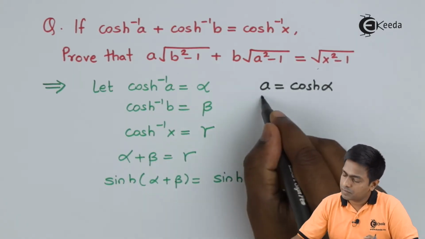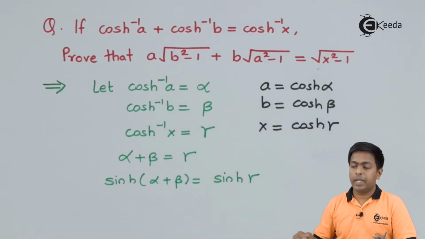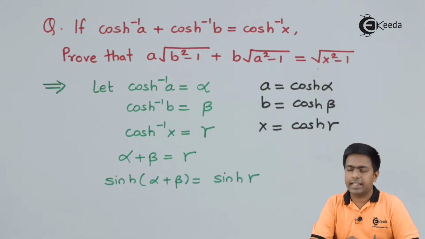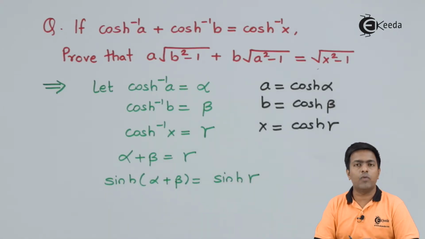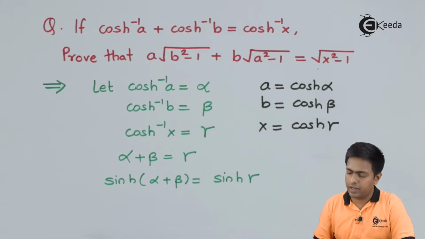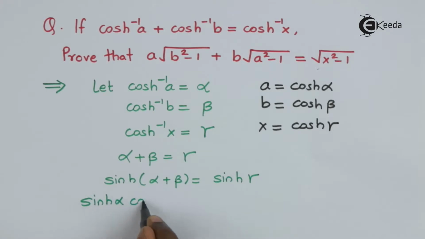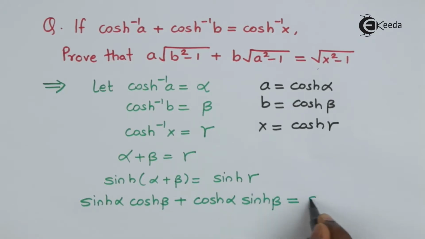Similarly here we'll get B as hyperbolic cos of beta and X as hyperbolic cos of gamma. Now these values are helpful while solving this identity. So by expanding this using the formula of hyperbolic sign, we'll get hyperbolic sin of alpha into hyperbolic cos of beta plus hyperbolic cos of alpha into hyperbolic sin of beta equal to hyperbolic sin of gamma.